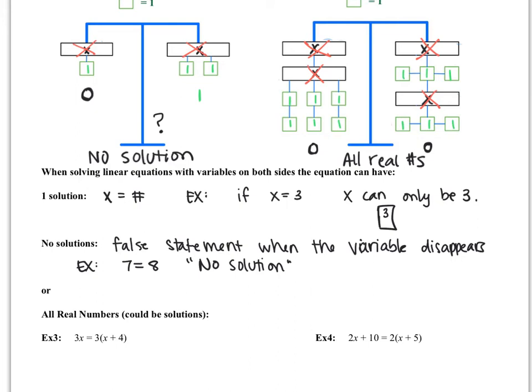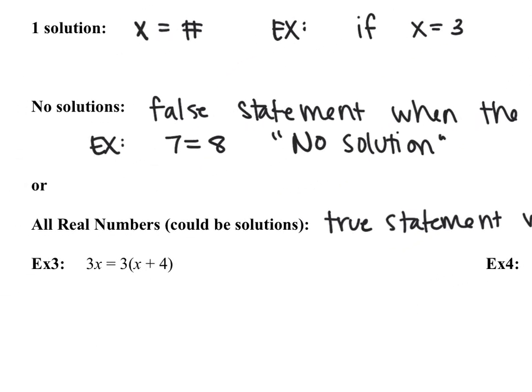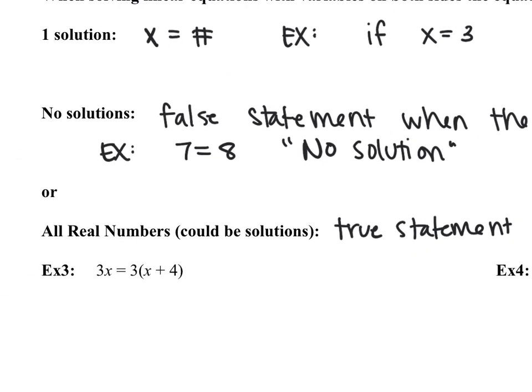And what this means about x is there's no possible number that x can be. So if there's no possible number that x can be, this would mean that we get to open no doors on the game show. Or we can also have all real numbers, which would be when we get a true statement, when the variable disappears. And an example of a true statement would be maybe something like 9 equals 9.